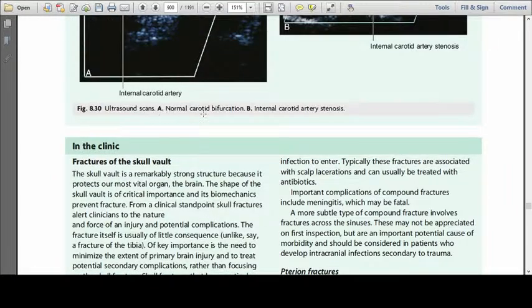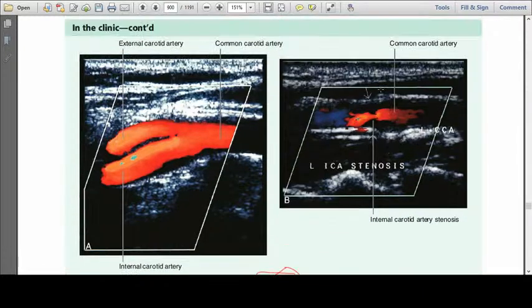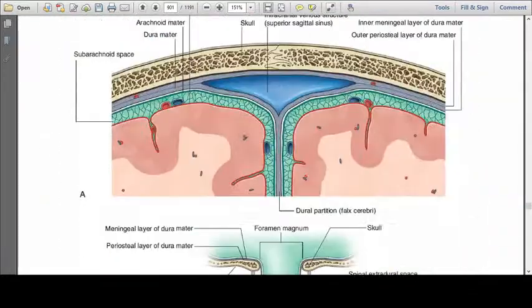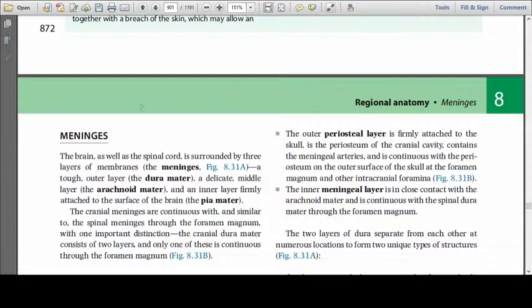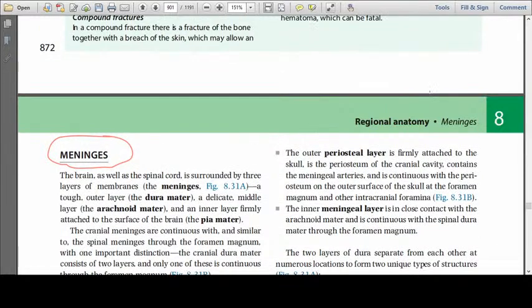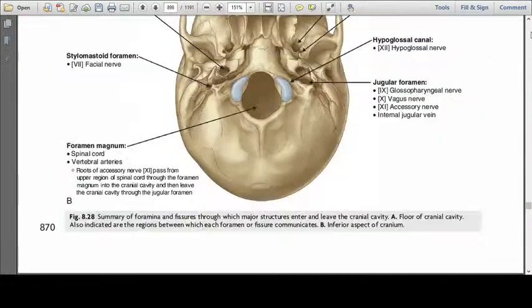What is the ultrasound scan of normal carotid bifurcation and internal carotid artery stenosis? The internal carotid artery is an artery that supplies the brain. It gives various branches after coming towards the brain. Now I think these are the coverings of the brain, the meninges. At first we'll study bones and then we'll come to the meninges. We're going to go through the bones very briefly, not in that much detail.